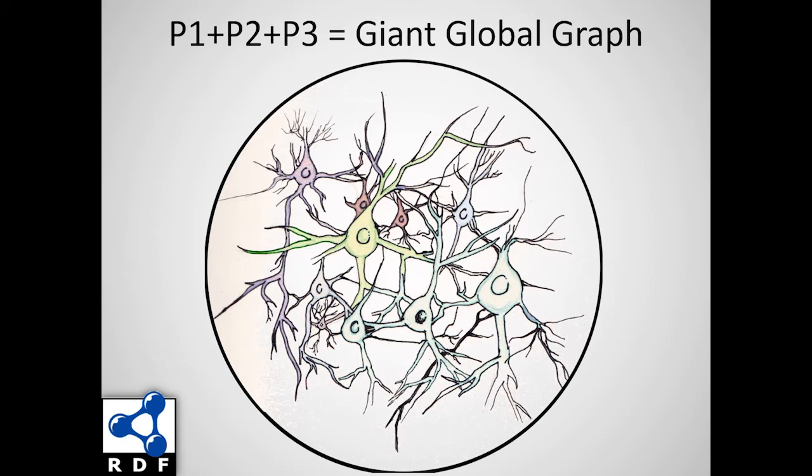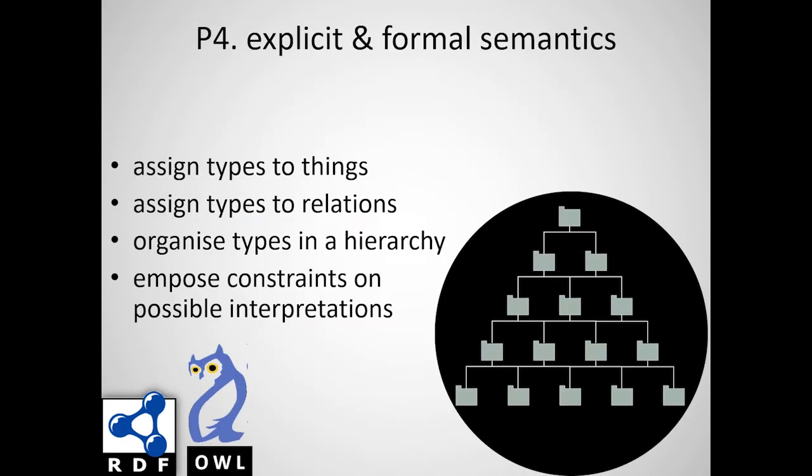So that's the web. Well, we've now seen the web. We haven't seen the semantic yet. So where is the semantic part of all this? Well, that is the fourth principle. Right? So the fourth principle is use explicit and formal semantics.